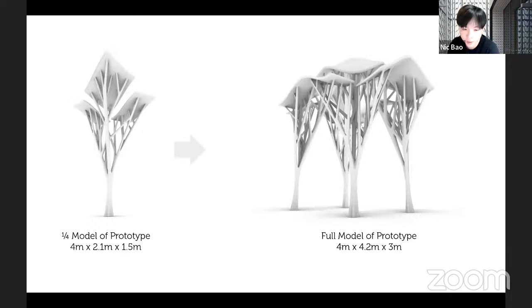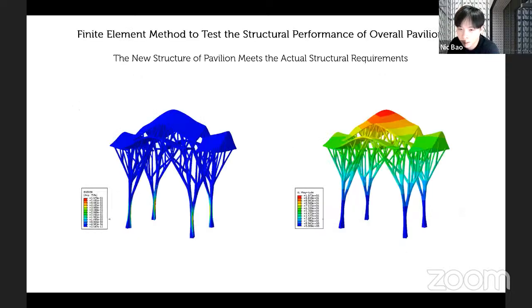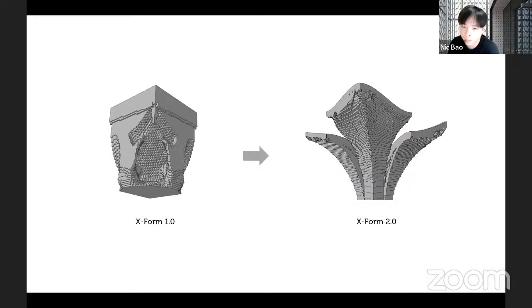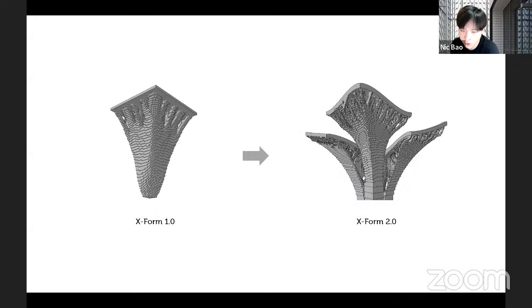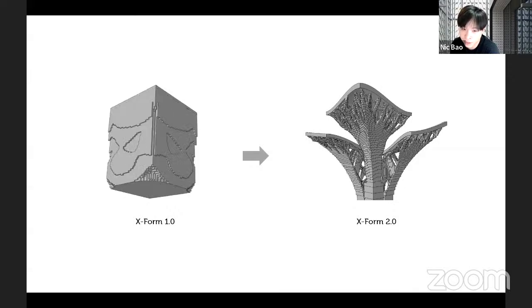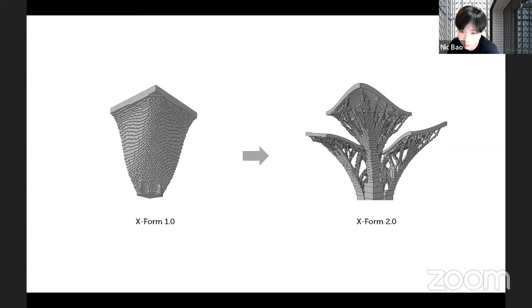On the left side is a quarter of the model, and on the right side is the full model. After testing the structure of the pavilion, we met the actual structural requirements. Comparing 1.0 and 2.0, you can find the difference. The 1.0 only has one flat surface, and 2.0 has three curved surfaces.